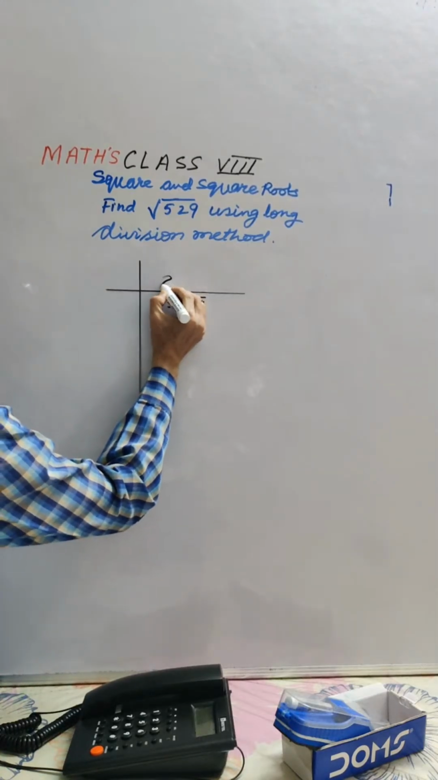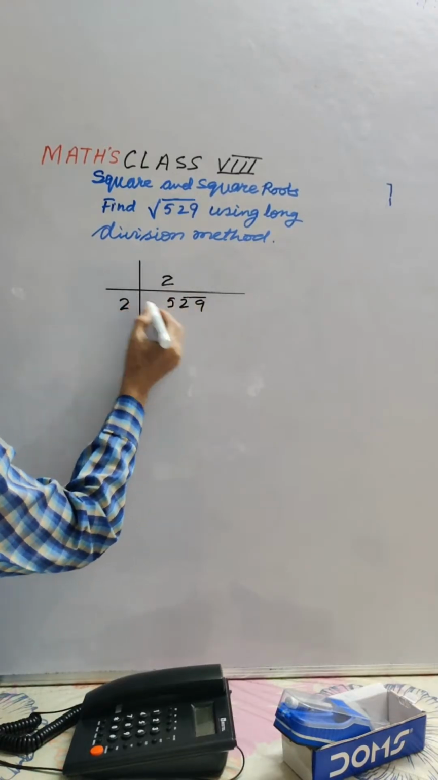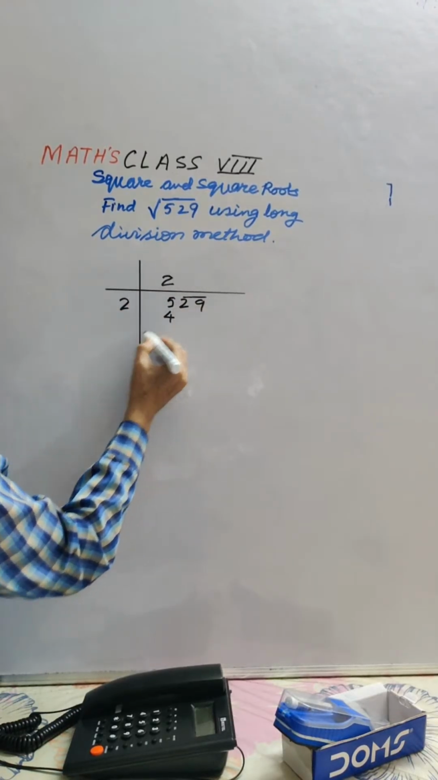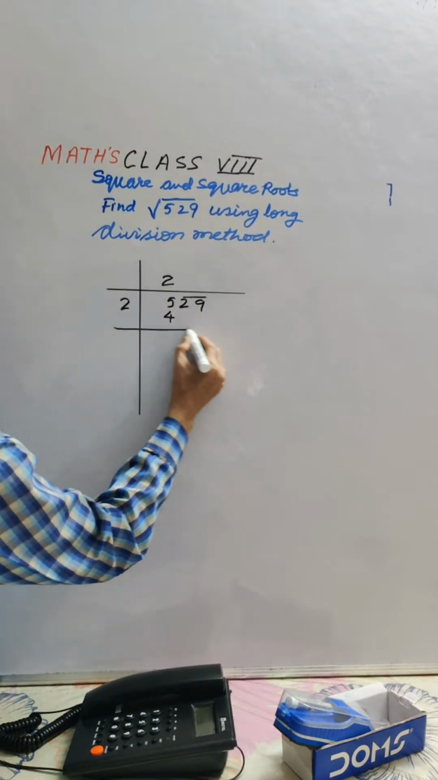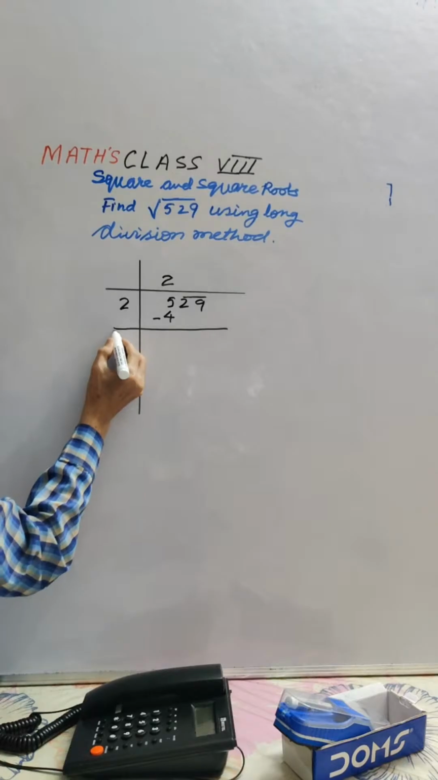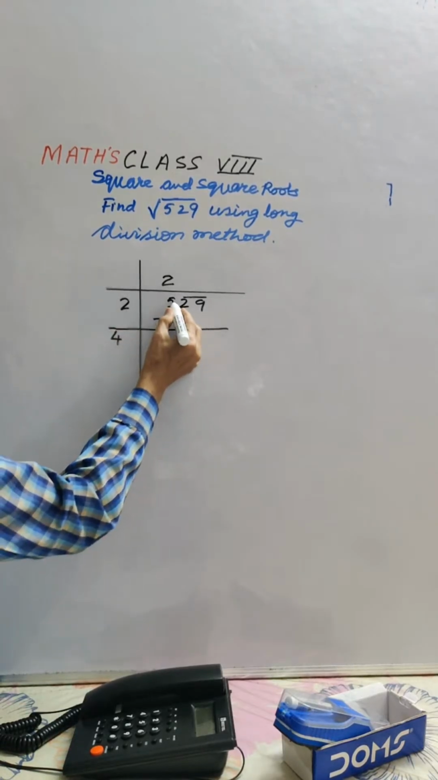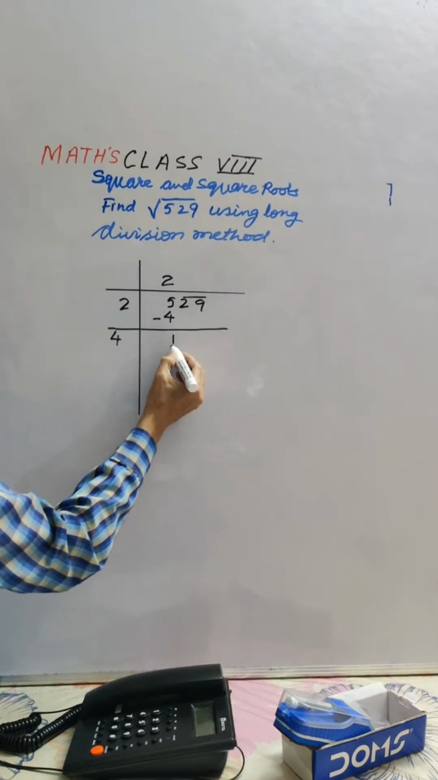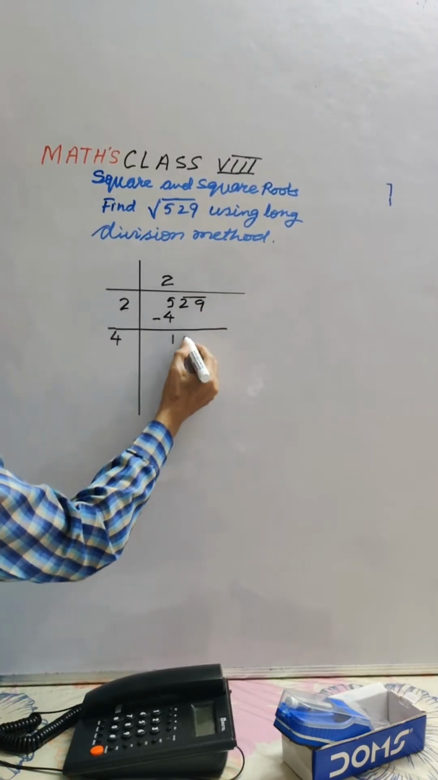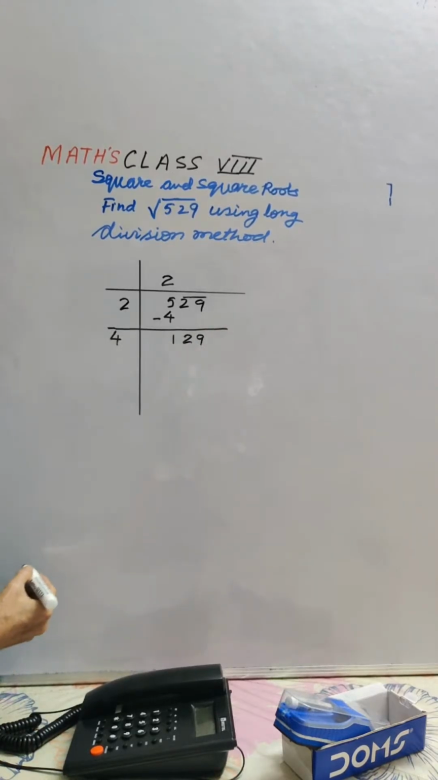We shall take 2 here, and 2 also here. 2 twos are 4. 4 is taken here. Now subtract. And here 2 will be added, so this will become 4. 5 minus 4, that is 1. We shall carry this pair down to 9. 1, 2, 9.